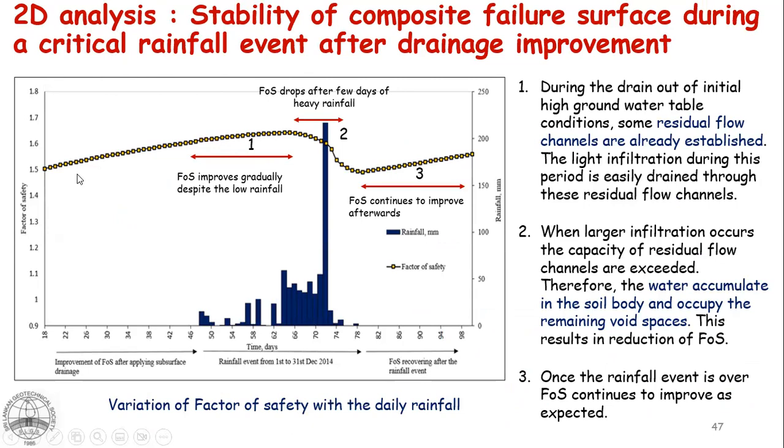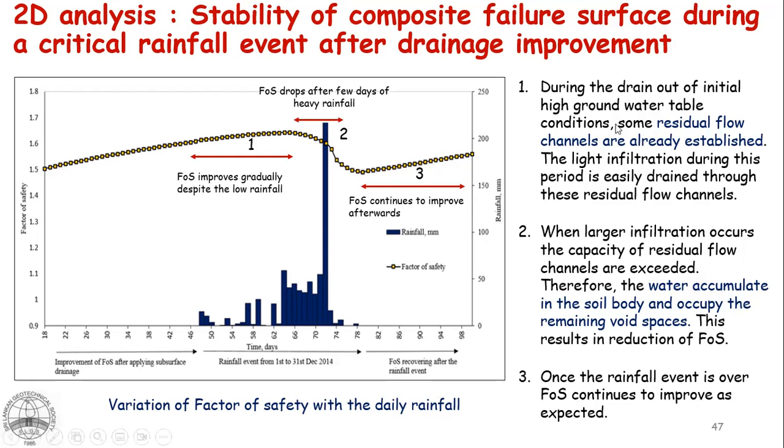This is the stability of the composite failure surface. The previous slide shows the stability of the 3 individually identified failure surfaces. So with the composite failure surface, how it would respond to this critical rainfall event. During the event of this rainfall, there is a lowering of the factor of safety, but with the cessation of the rainfall, it is regained, right? So the detailed aspects are given in here.